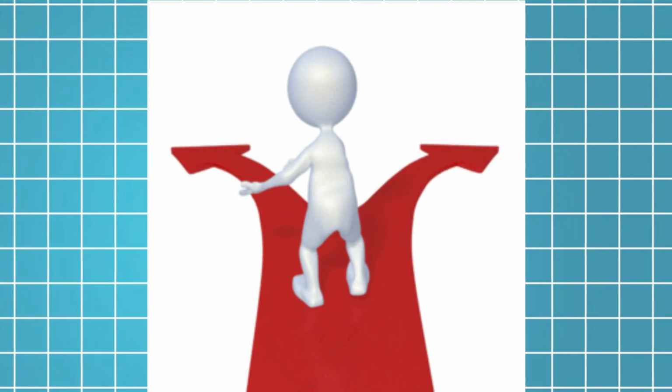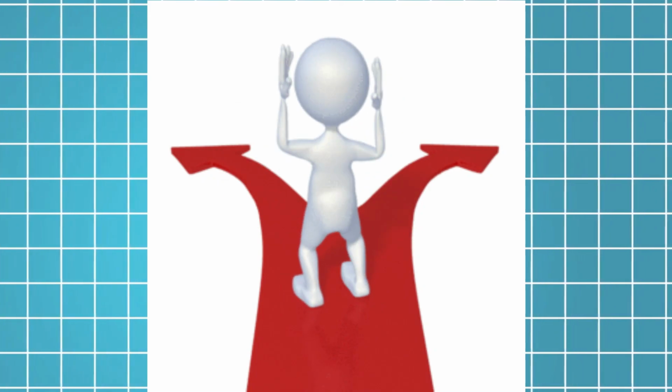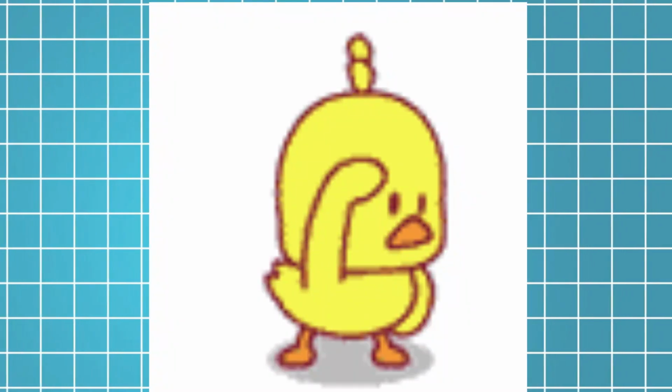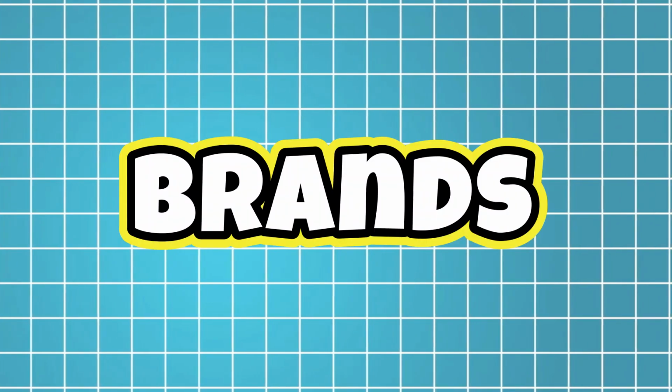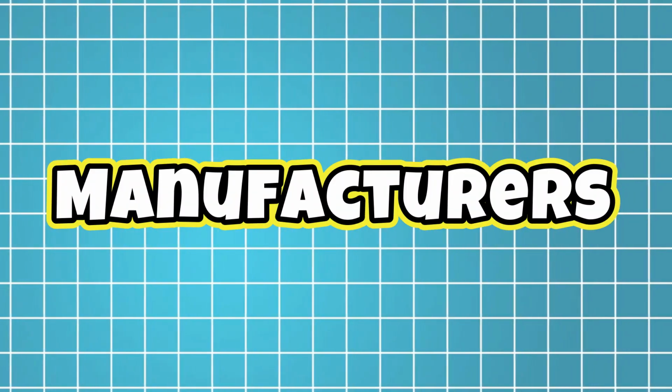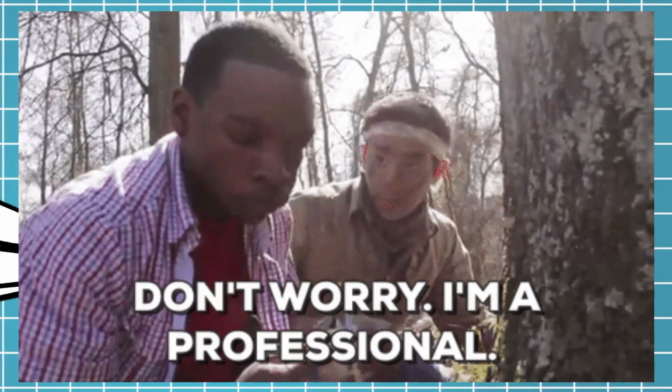So there are a few different ways to find your competitors' suppliers. Once you're on their websites, look for sections that say something like brands, manufacturers. I hope you understand some points. If not, don't worry, I will give you a demo.